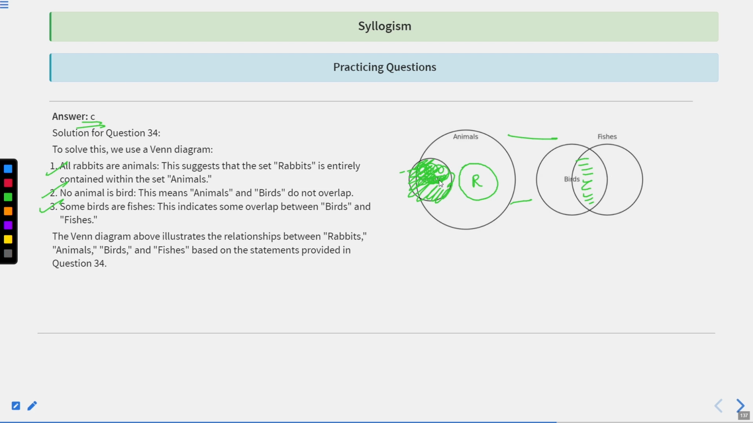We will again come up with another lecture in which we will be practicing more questions related to syllogism, and we will gain some more insights as to what are the tricks and tips that we need to take into consideration whenever we are solving syllogism, my dear students.